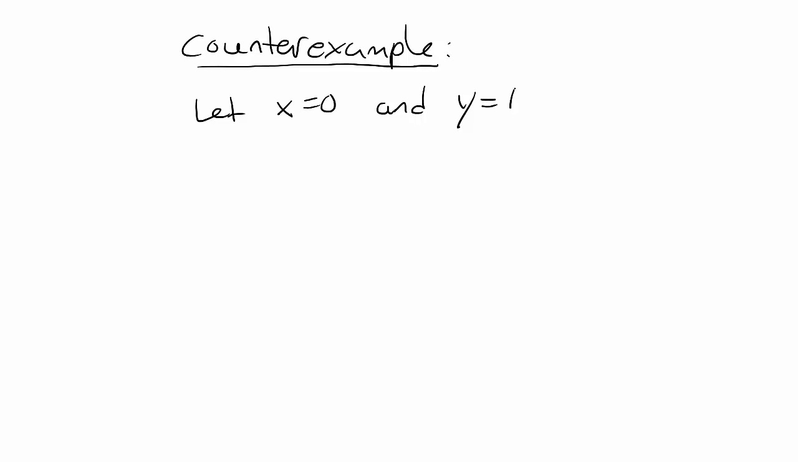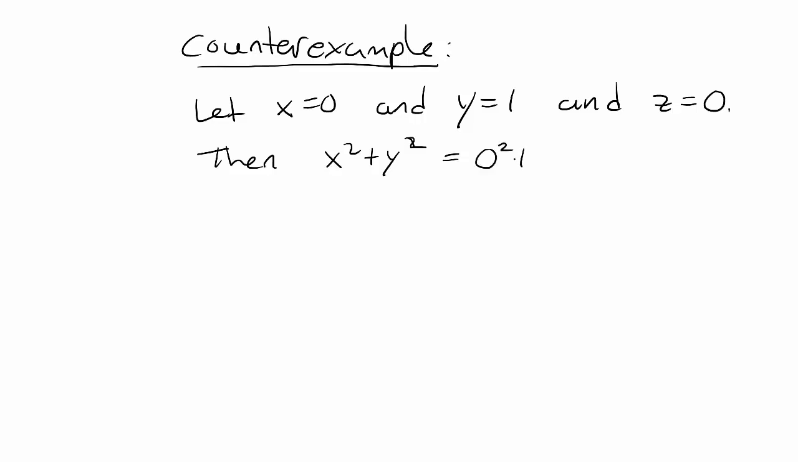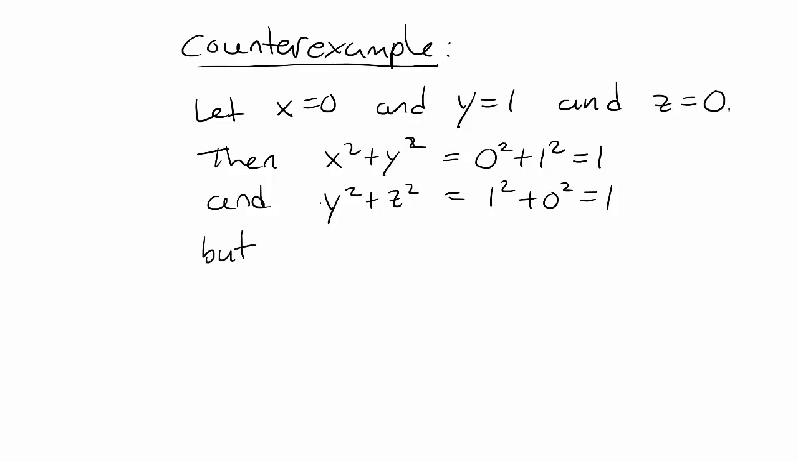So we're going to do a little counterexample. We're going to let x be equal to 0 and y be equal to 1 and z be equal to 0. Okay. Then x squared plus y squared equals 0 squared plus 1 squared, which equals 1. And y squared plus z squared is equal to 1 squared plus 0 squared, which equals 1. But x squared plus z squared would be equal to 0 squared plus 0 squared, which equals 0, not 1. So it's not transitive.